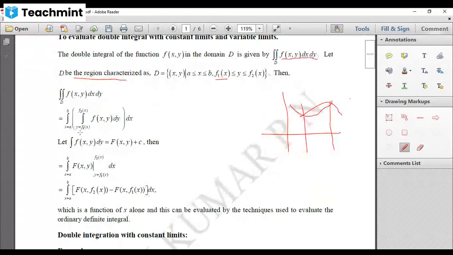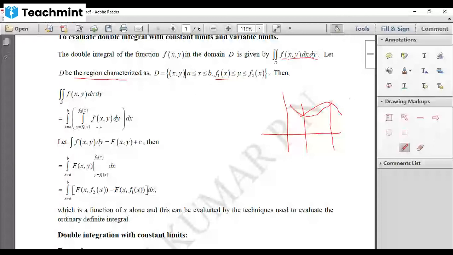Suppose instead of y, your x is dependent on y, and y varies from a constant limit to a constant limit, then in that case, first you have to evaluate with respect to x, then you have to evaluate that answer with respect to y. Depending on the limit as well as the function, you have to evaluate.